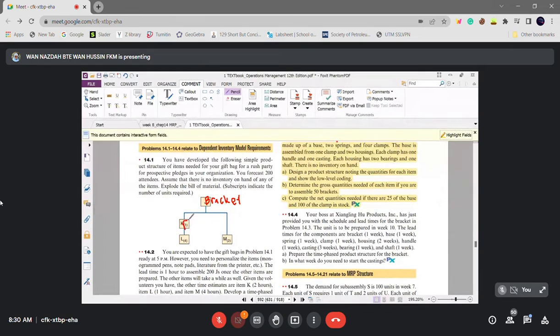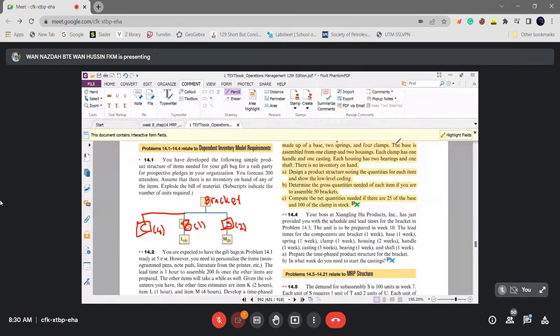Katakan ini base. Base dia perlukan 1. Dan 2 spring. Katakan ini spring, saya buat S je lah. Dia ada 2 springs and 4 clamps. So clamp ni saya buat C. How many? 4. Okay, 4 clamps.